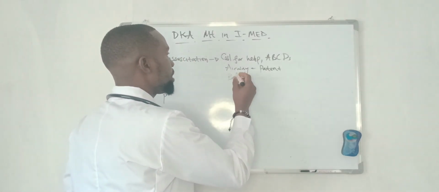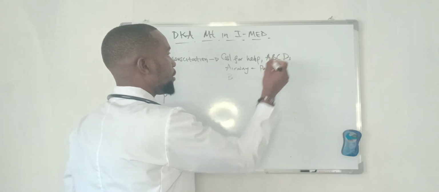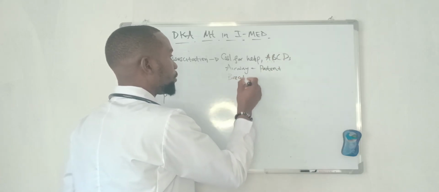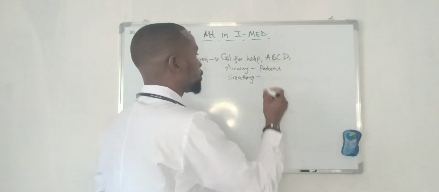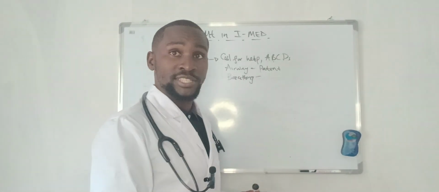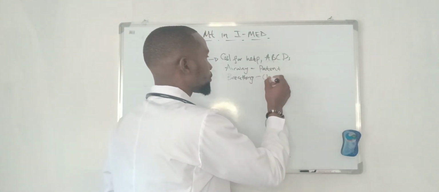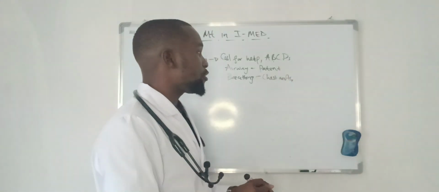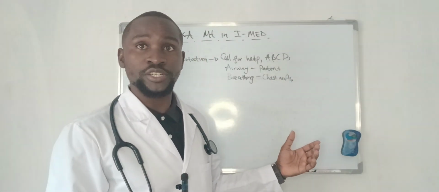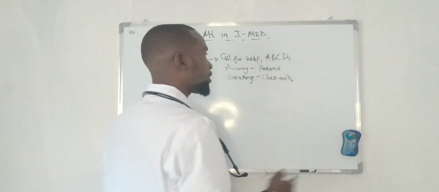You move on to your B, okay. We're here, B, breathing. This is where you are supposed to check and ensure that the chest is moving with respiration, chest movements, and this is where you are even able to detect Kussmaul's respiration as well. Okay, you appreciate them there.